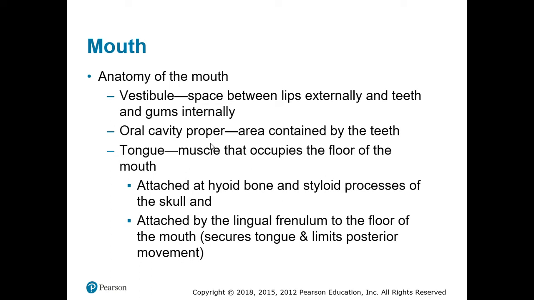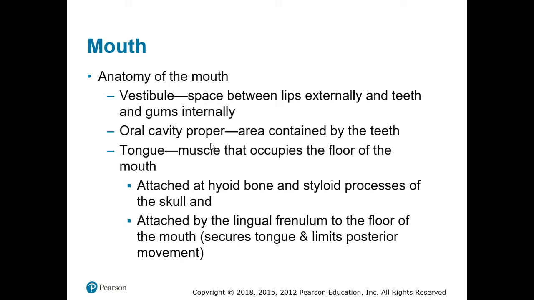And then your tongue. This is a huge muscle. It's actually the strongest muscle in your body, and it occupies the floor of your mouth. It's attached at your hyoid bone and the styloid process of the skull. So remember, your hyoid bone is the bone that's located in the middle of your throat. It dangles. It doesn't have any direct articulation with any other bone in your body. And then your styloid process in your skull is located on your temporal bone near your ear.